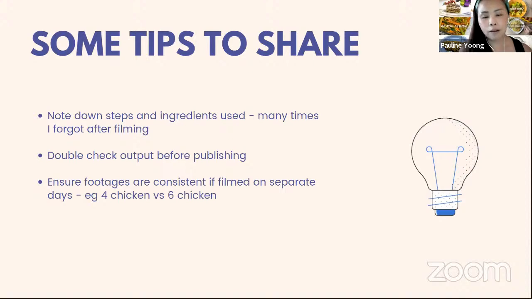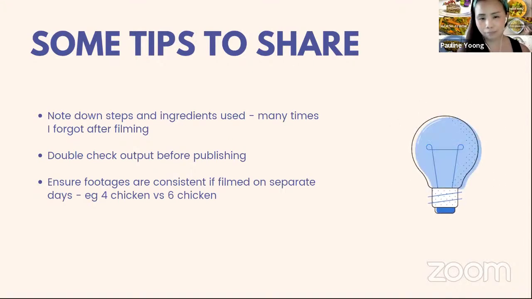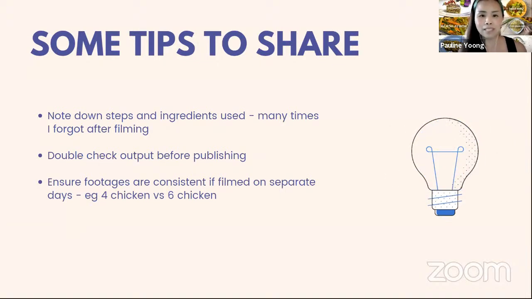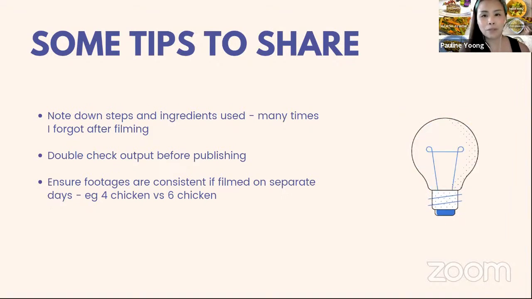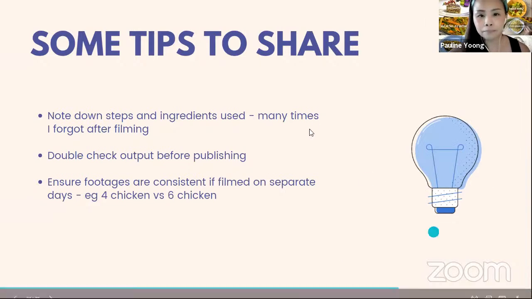I have created some videos where I air fry 4 chicken, right? And I'm not so happy about it. And then I do it again, and this time around with 6 chicken, right? So you want to make sure that your footages that you show in the same video is consistent, right? One example I mentioned here is 4 chicken versus 6 chicken. When you put in 4 chicken in the air fryer, when you open up, it should be showing 4 chicken, right? So I think that's a no-brainer.